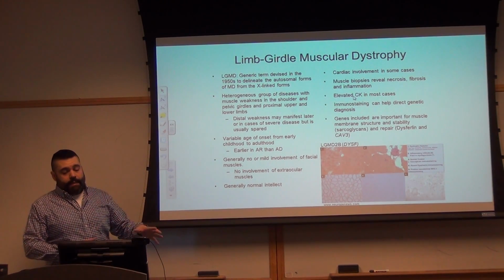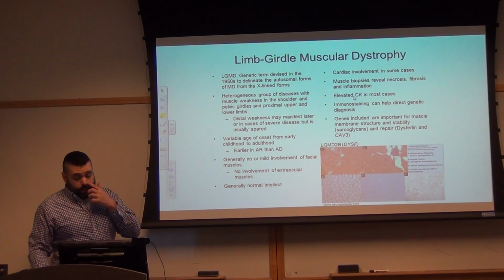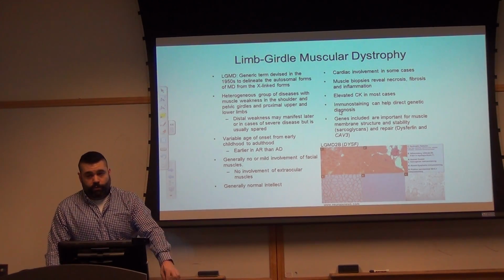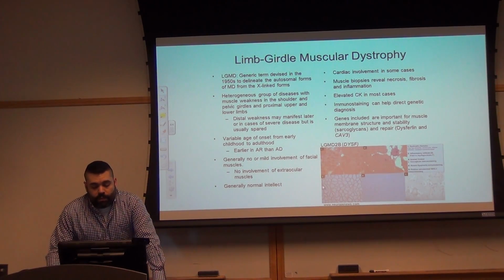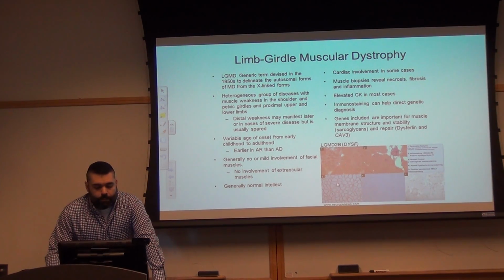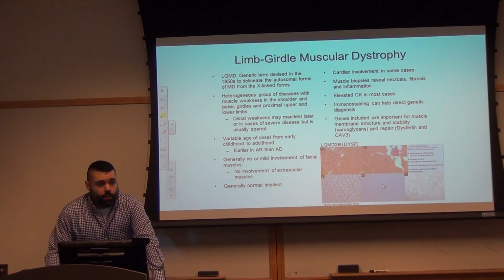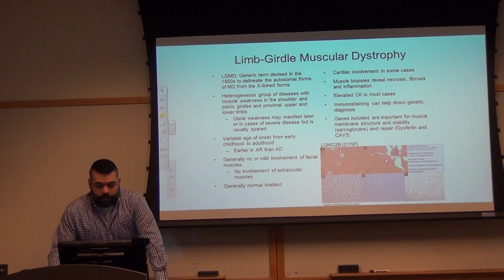Again, there's elevated CK in the cases because you have that muscle breakdown and the CK is being released into the blood. Immunostaining can help direct the genetic diagnosis, but you do need to do genetics to figure out which gene is being affected, to calculate recurrence risk, and other things like that. These are just examples of the immunostaining here. This is dysferlin being stained for. You can see this is positive, but in a person who's affected, there's no dysferlin. So this is a great test. You wouldn't even have to do genetics. You know that this gene is involved. You don't know what kind of mutation is there, but you would know the gene that's involved. And these two show the difference between the affected and unaffected muscles.